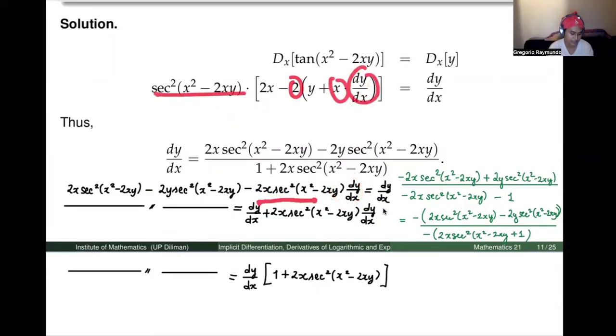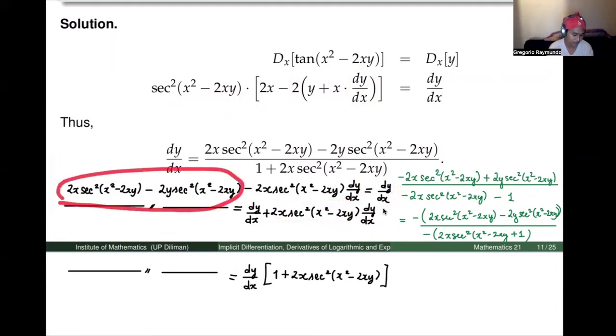Negative 2x secant squared x squared dy over dx is equal to dy over dx. So notice, only two terms here have dy over dx. Transpose it to the other side. So we get dy over dx plus this expression here, with a plus. Then this is what remains, the other two. Then we factor out dy over dx: 1 plus this one. And then we can now solve for dy over dx.